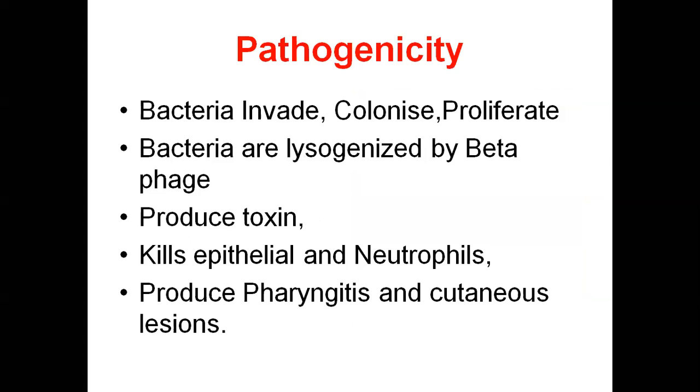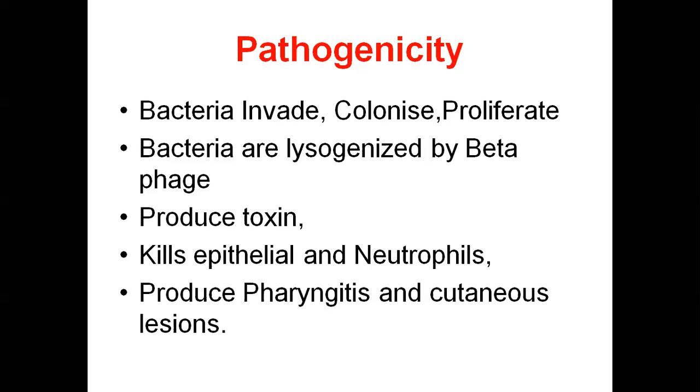Pathogenicity: if you take bacteria, they invade and after invading they form colonies. After forming the colonies, they proliferate, that is, they migrate further inside. The bacteria are lysogenized by beta phage and produce toxins. That means once they enter the cells, they destroy protein synthesis and take the power of the particular cell. After that, the cell will lose its life.